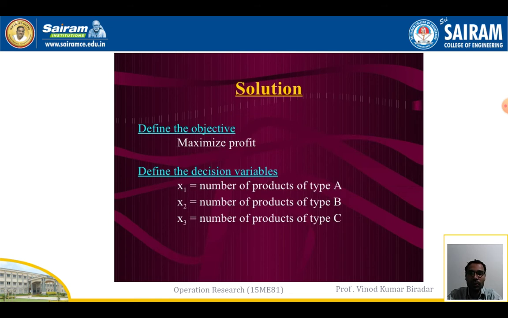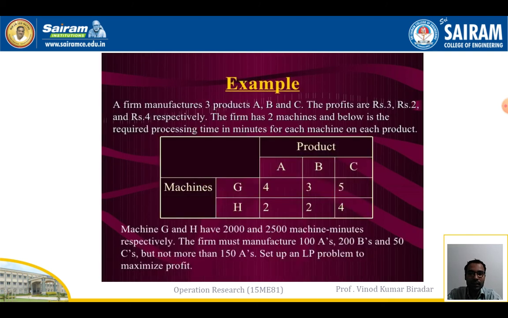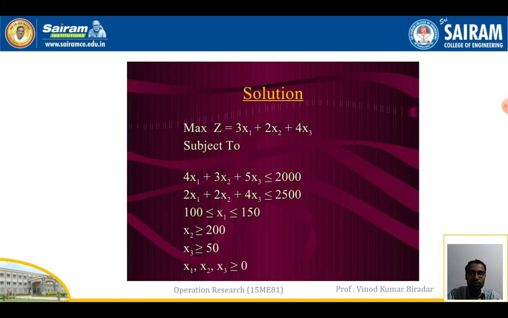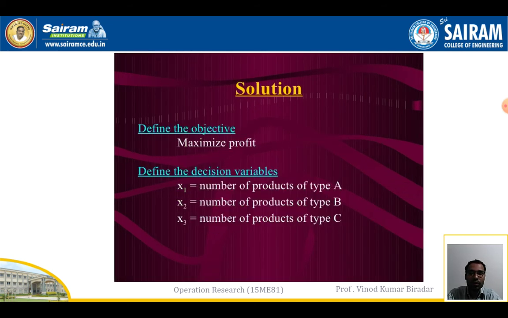Okay, so what is the main objective of this? To maximize the profit. What are the decision variables? Here there are three columns, three values, A, B, C. Let us assume decision variables x1, x2, x3. Okay, x1 is equal to the number of products of type A, x2 is the number of products of type B, and x3 is equal to the number of products of type C. So here the maximization problem is given: maximum of 3x1 plus 2x2 plus 4x3, that you have to write.